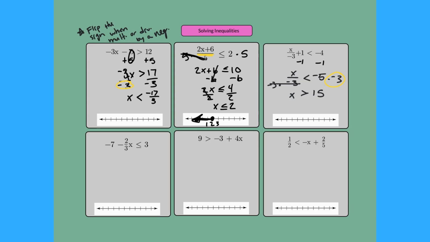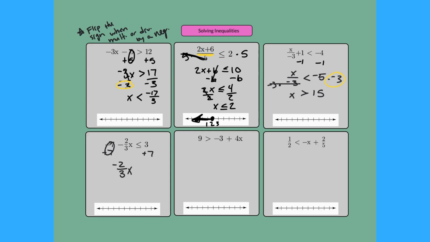And then down here, this is where we struggle a little bit with the number on the outside. So the x term is negative 2/3 x. We're going to save that for last. I've got to get rid of this negative 7 first. And the opposite of negative 7 is a positive 7. Negative 7, positive 7, that should make 0.